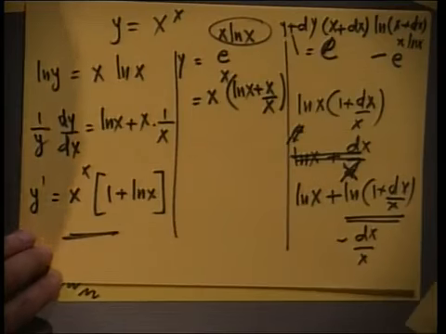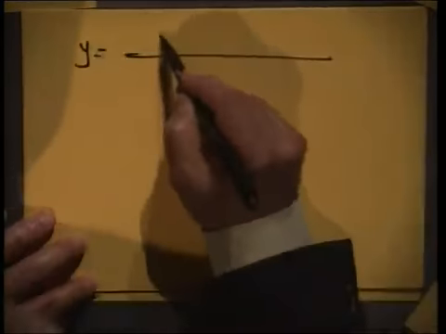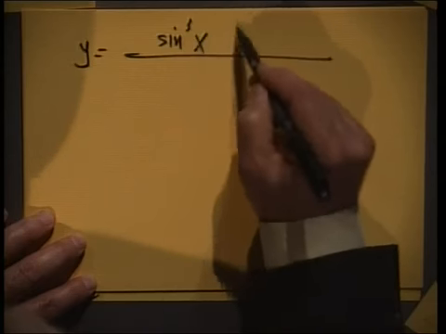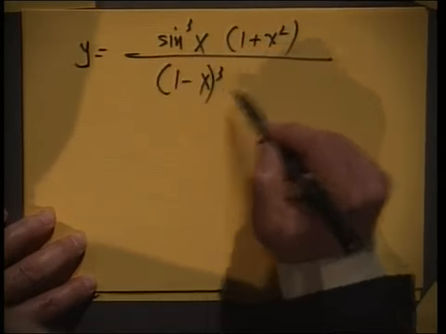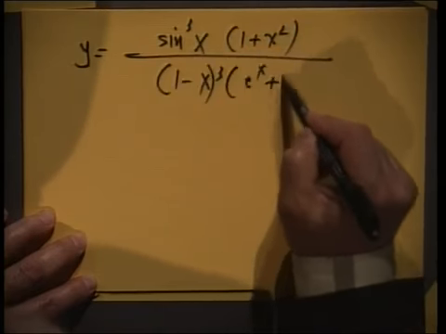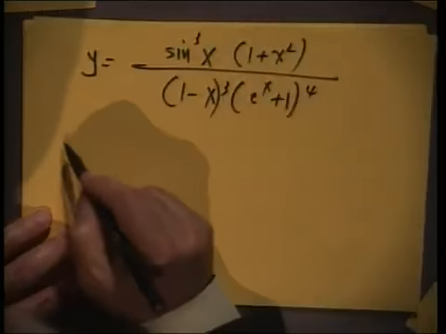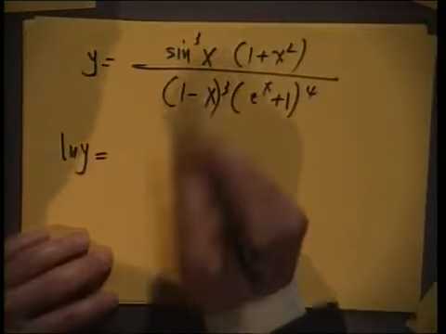And actually, the easiest of the 3 is the first one. Not only that, but it also allows you, for example, to deal with a function of this sort. y is equal to, for example, sine cubed x times 1 plus x squared divided by 1 minus x cubed, for example, times e to the power x plus 1 to the power 4. How can you do this? The best thing is taking the logarithm. Logarithm of y, ln y, is equal to what?